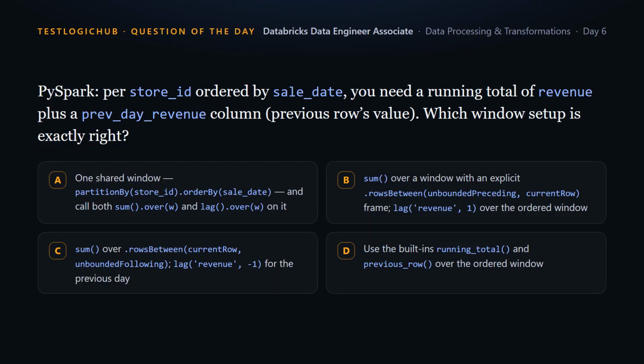Question 6. PySpark window functions, per store ID ordered by sale date. You need a running total of revenue, plus a previous day revenue column, the previous row's value. Which window setup is exactly right?